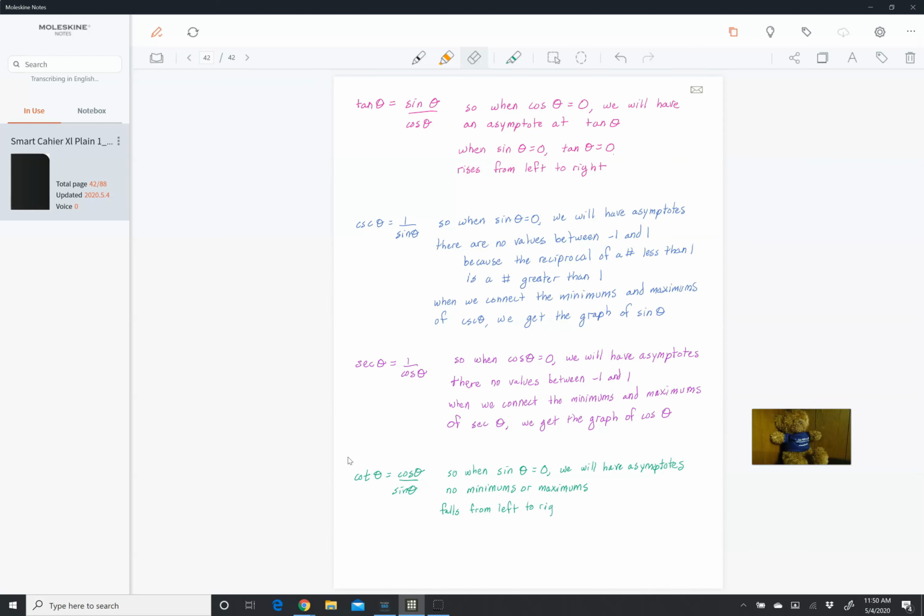We can even add the other piece that we have under tangent, that when cosine of theta equals 0, tangent of theta has asymptotes. So let's add up here that this has no minimums and maximums.